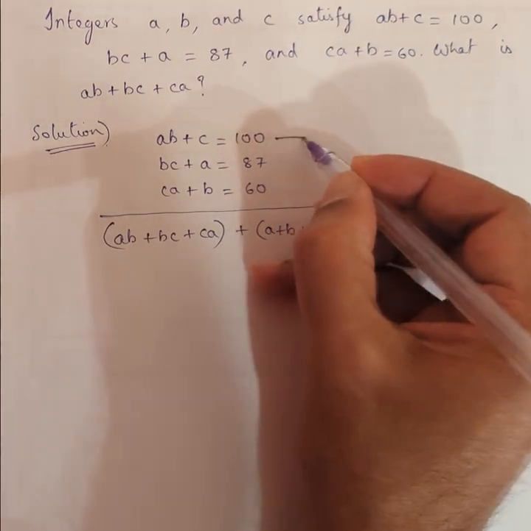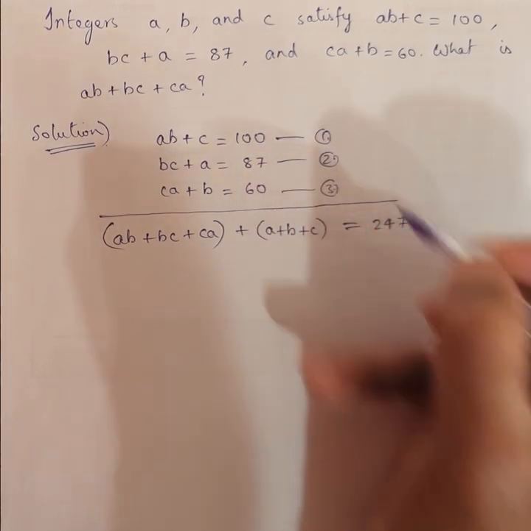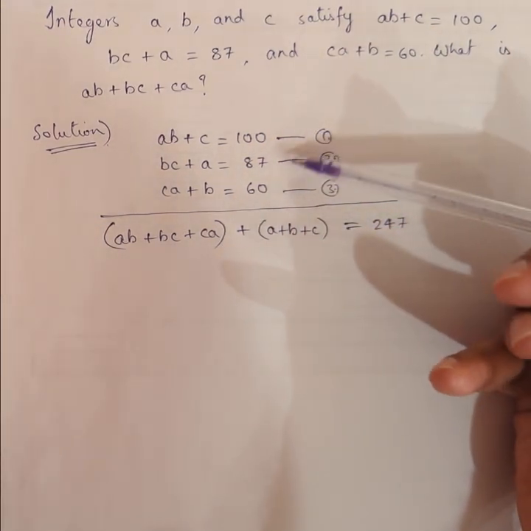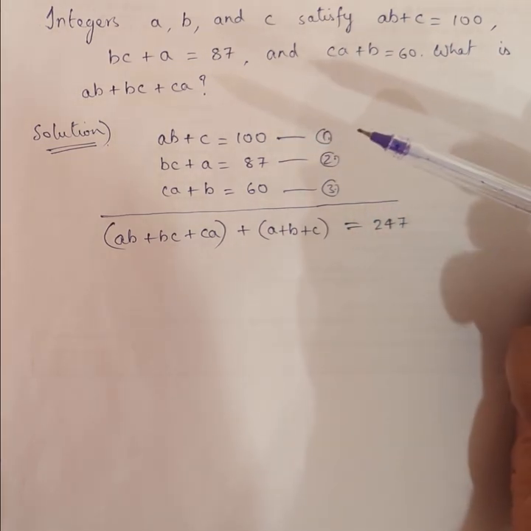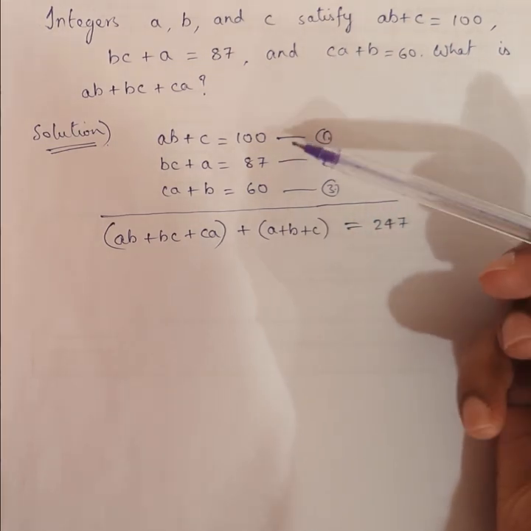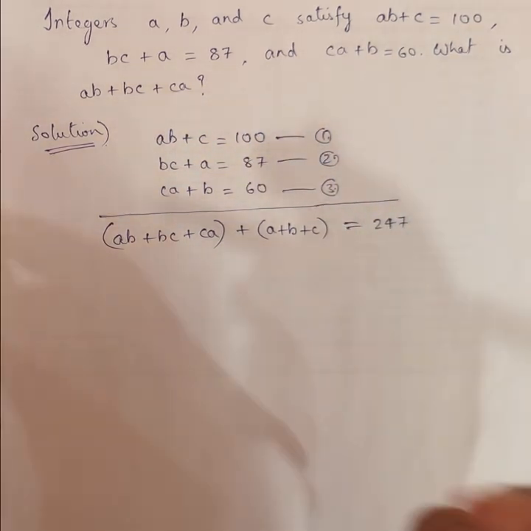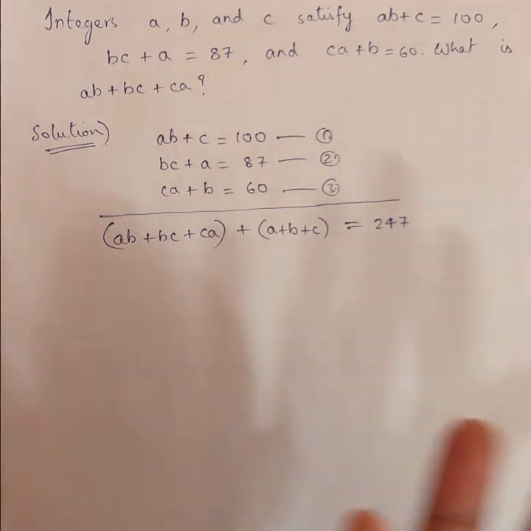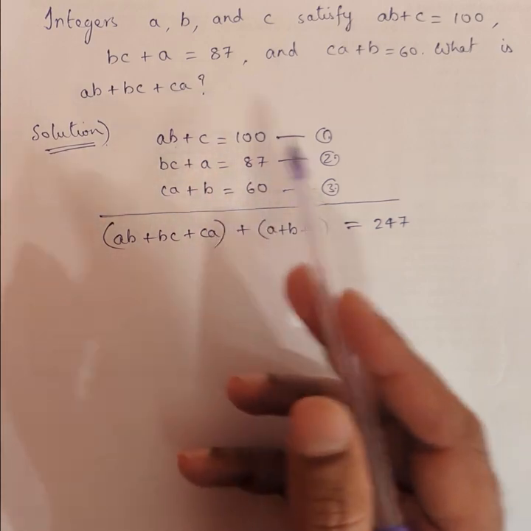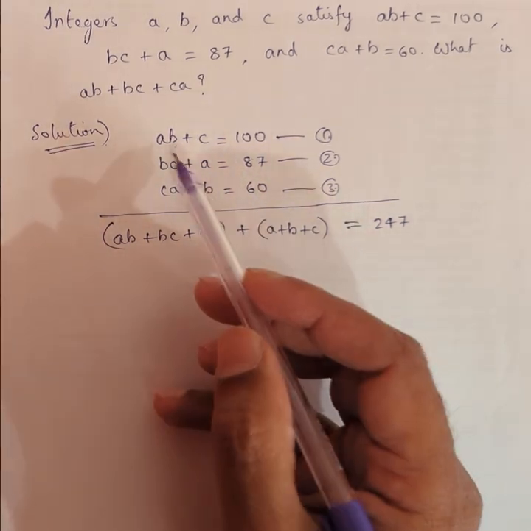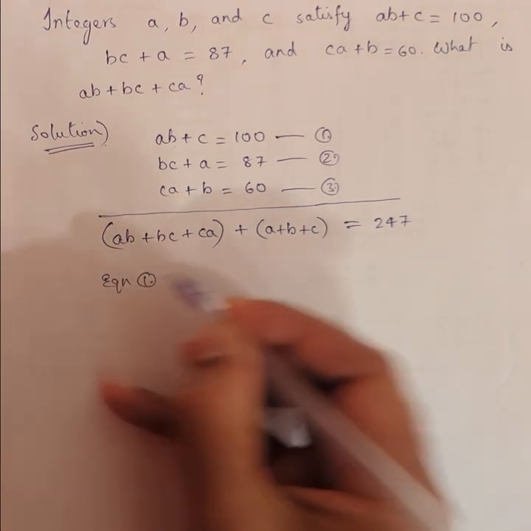Now notice, let's call those equations 1, 2, and 3. If you subtract 1 minus 2, you're going to get 13, which is a prime number. And that is good because if you can factor the left side after subtracting, then that means you can have a little hold on the relations between a, b, and c. So let's see what happens if we subtract equation 1 minus equation 2.